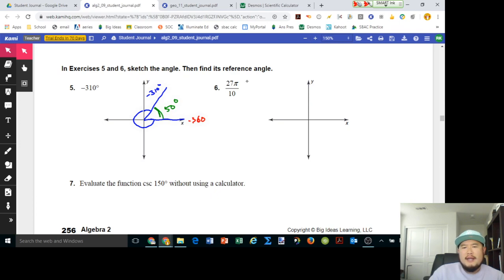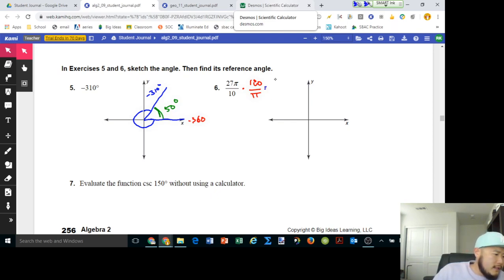Remember, in order to change this from radians to degrees, we're going to multiply this by 180 over pi. And so you could take your calculator, you could figure out where exactly that happens to be. Don't forget to use your parentheses. But this happens to actually equal 486. Now 486 doesn't do us very much good because it's more than 360, right?